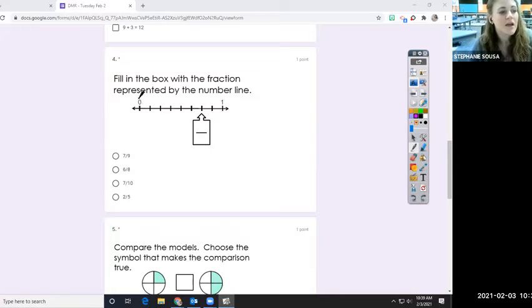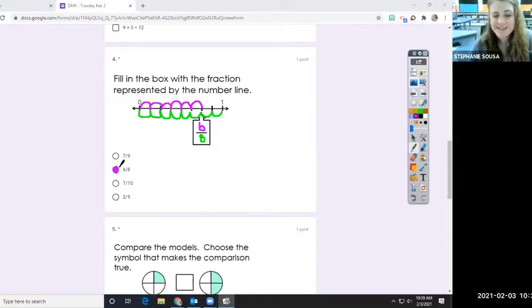Here we go. I have from 0 to 1. Take a look. 1 space, 2 spaces, 3 spaces, 4 spaces, 5 spaces, 6 spaces. My numerator is at 6 spaces. Now I got to keep going with my denominator. 1 space, 2 space, 3 space, 4 space, 5 space, 6 space, 7 space, 8 space. 6 eighths. 6 eighths right here.